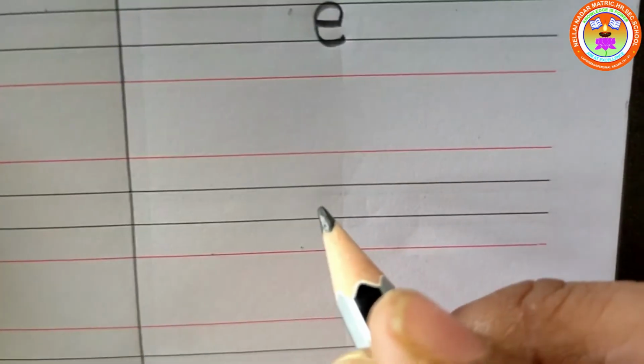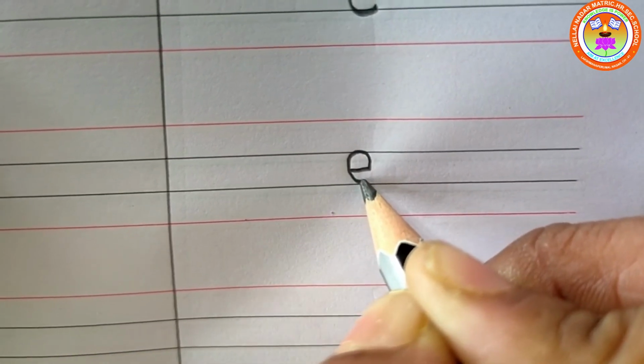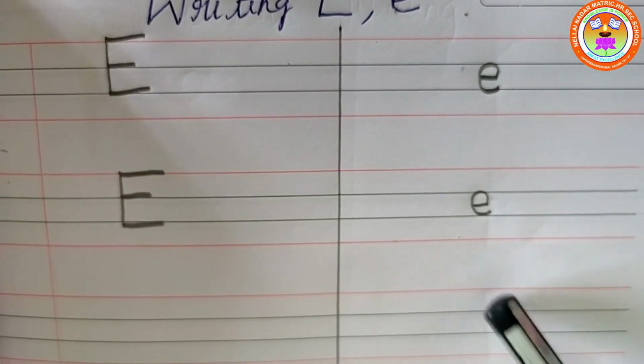Now small letter E, in between the 2 blue lines put one sleeping line. You have to put one right curve. You have to go and touch the first blue line and then put one right curve like this and then should come and stop on the second blue line. This is small letter E. Like this you also write in all the lines and complete it.